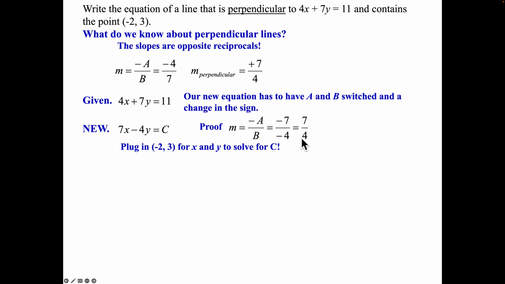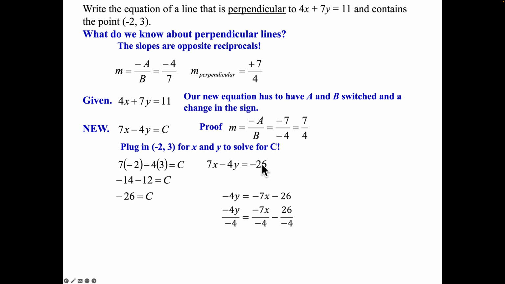Negative 7 over negative 4, that's a positive 7 fourths. There it is. All right, so 7 times negative 2 minus 4 times 3, negative 14 minus 12, negative 26. There's my new equation. And like I said, if they want it in y equals mx plus b, subtract over the 7x, divide everybody by negative 4, y equals 7 fourths x plus 26 over 4. You get the fractions on the very last step. Or if they put it as f of x or y, same thing.